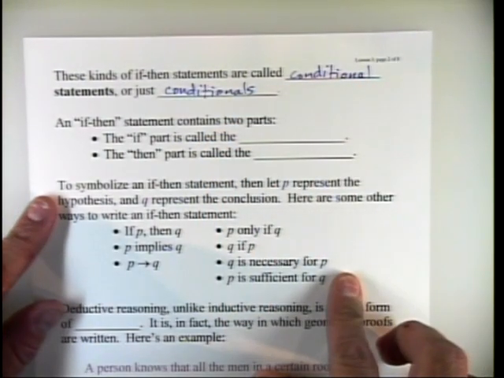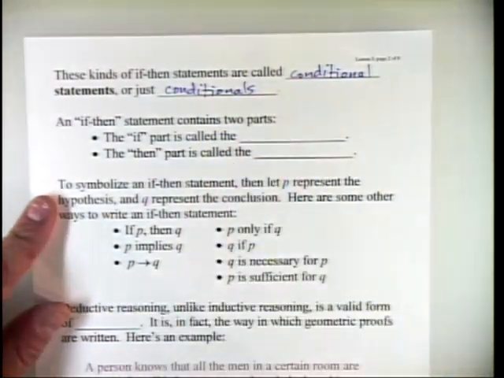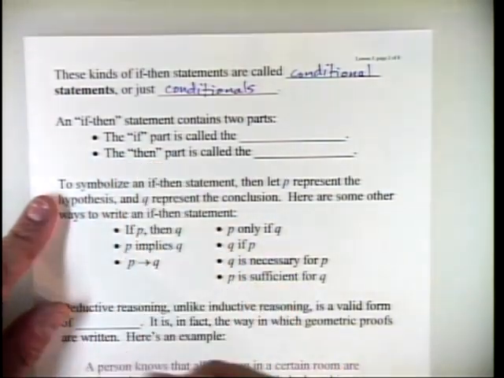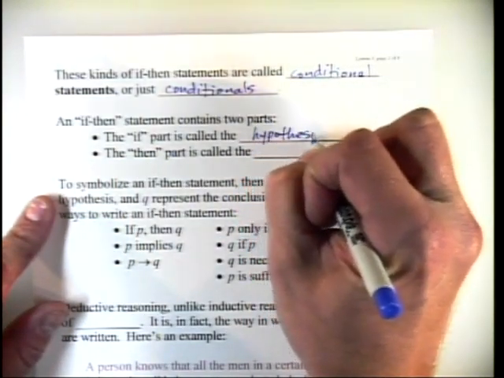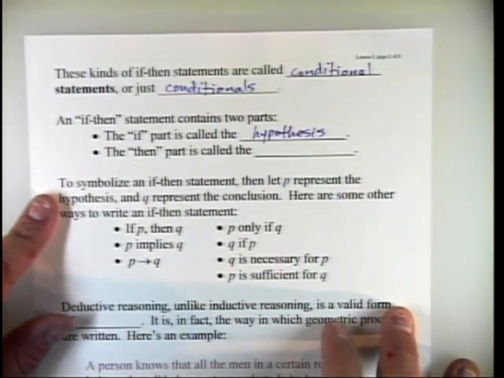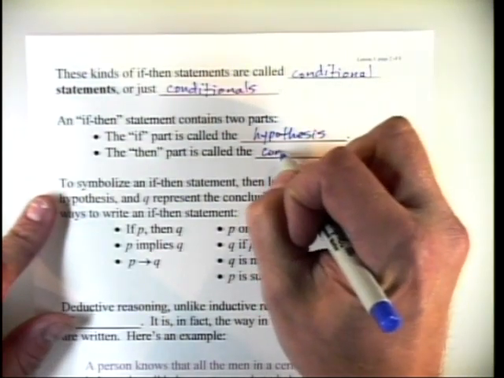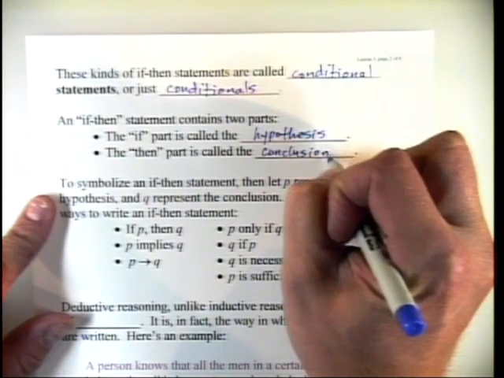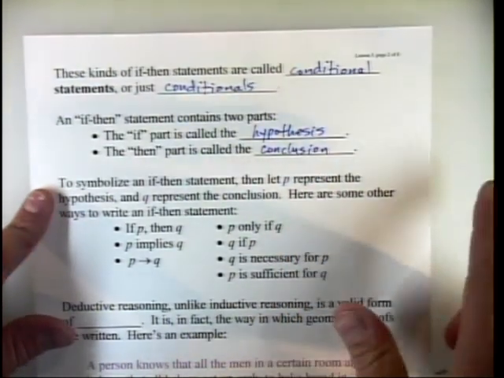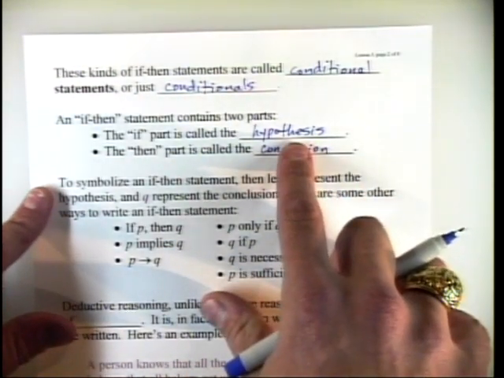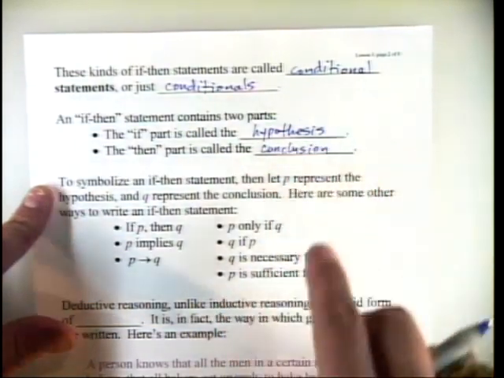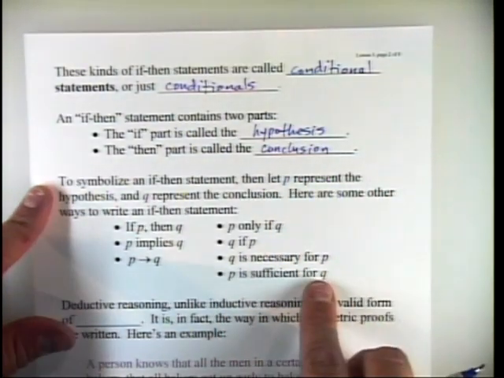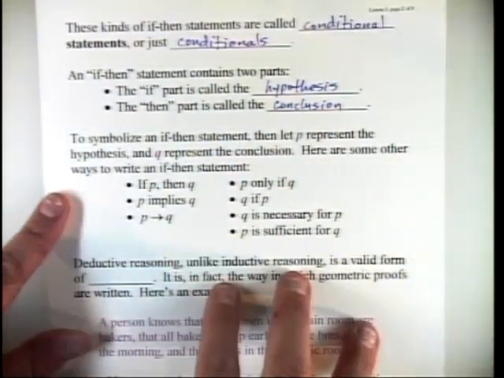Now, an if-then statement contains 2 parts. The first part is the if part, and it's called the hypothesis. The second part is the then part, and it's called the conclusion. So the reason these are conditional statements is because if the hypothesis is true under those conditions, then we can assume that the conclusion is true. Okay? Now, we can also shorthand these if-then statements.